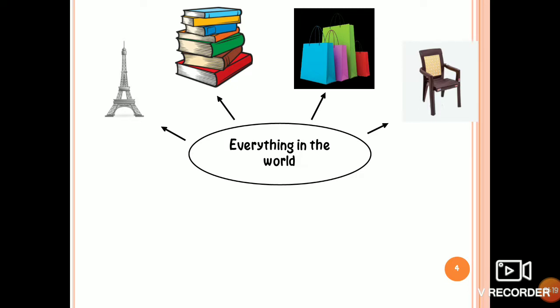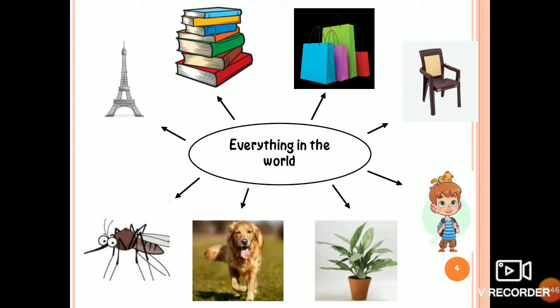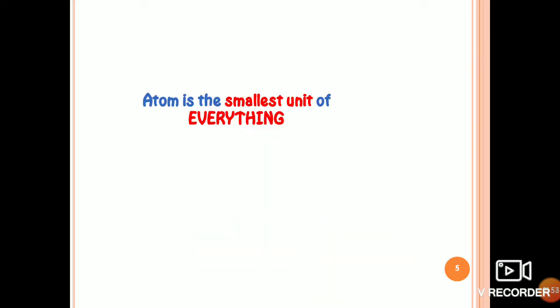Well, does this contradict what you studied in biology? In biology, you must have studied that the cell is the smallest living unit. Right now, I'm saying atom is the smallest unit. Well, no, I'm not contradicting the concepts of biology. Cell is the smallest living unit, and these cells are further made up of atoms. So everything in the world, living or non-living, from a small insect to plants to animals, including us, is made up of atoms. So atom is the smallest unit of everything.